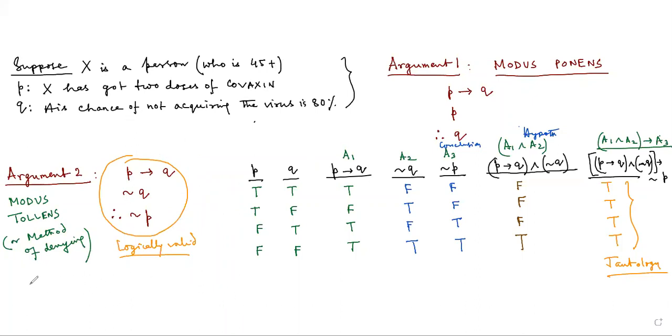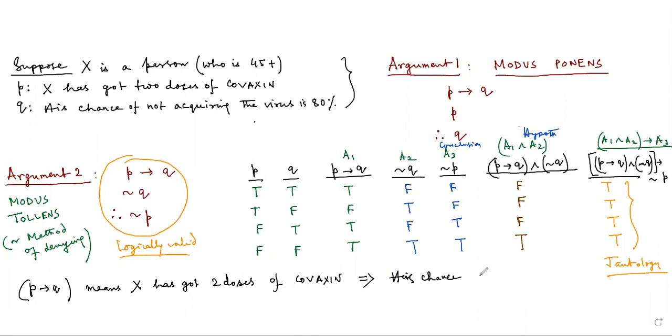Now see, P implies Q means that if X has got 2 doses of COVID Covaxin, it implies his chance of not acquiring the virus is 80%.